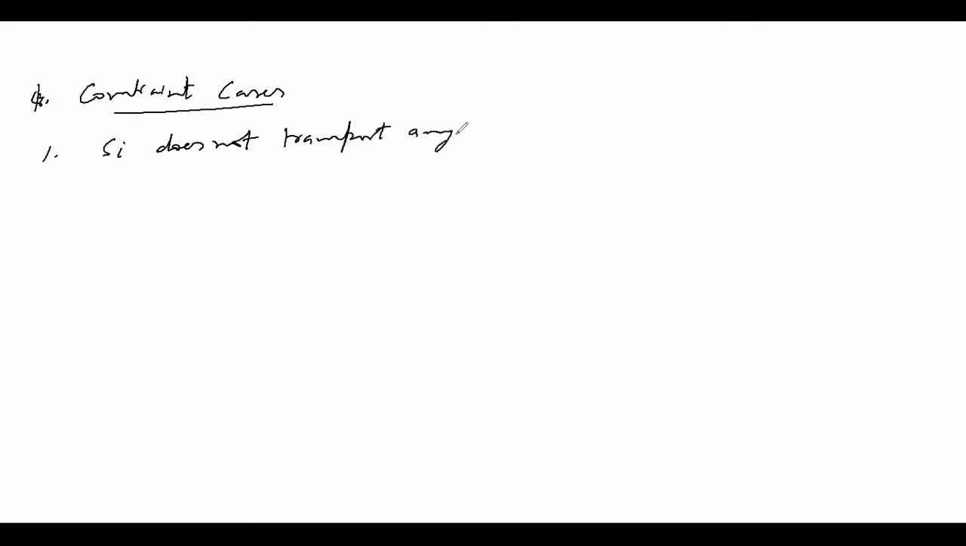So my first case is what happens when source I does not transport anything to destination J, that is DJ. So consider a case here. So what happens in this case?